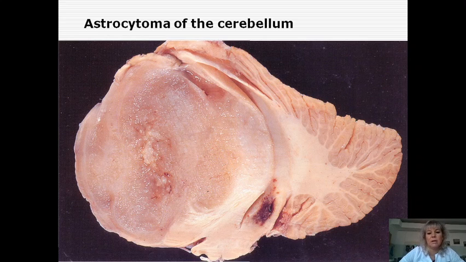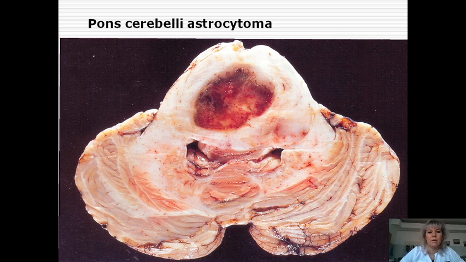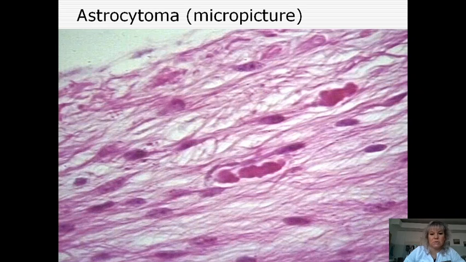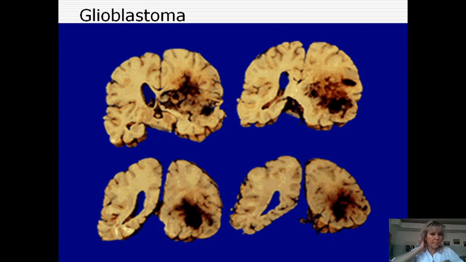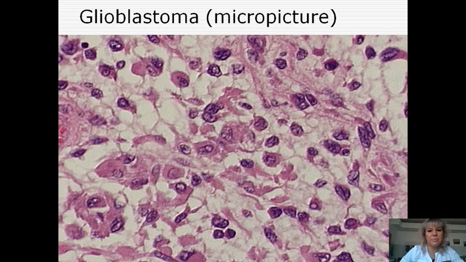Astrocytoma of the cerebellum. This is a benign tumor, but it leads to death as a result of localization in the cranium, in the cerebellum. Pons cerebelli astrocytoma. Histologically, this is a benign tumor, but even this tumor leads to death. Glioblastoma is a malignant tumor of the central nervous system. These are typical cells.